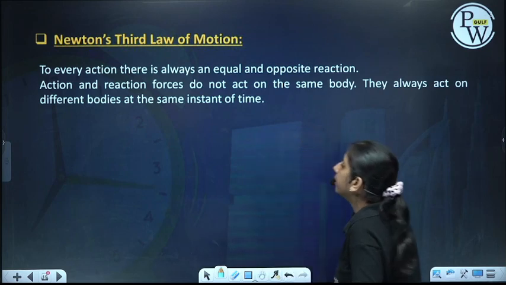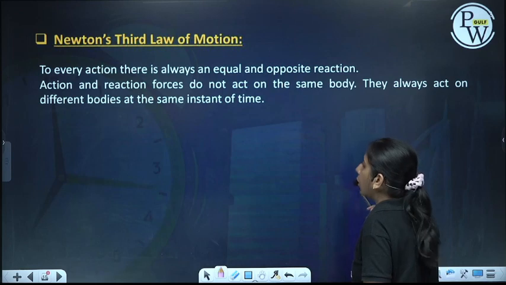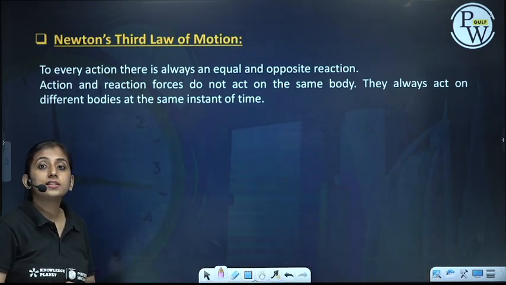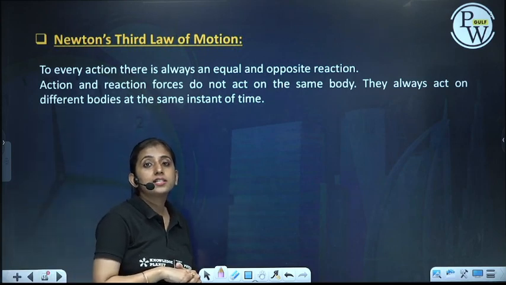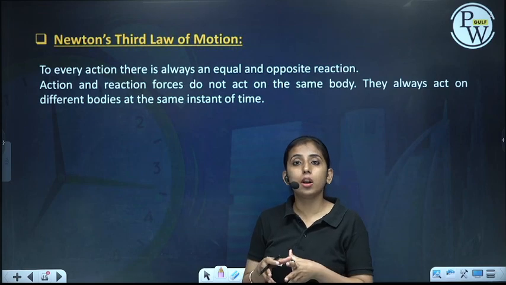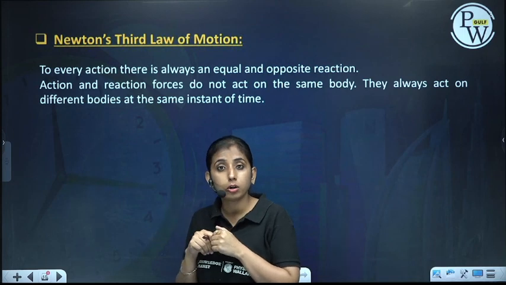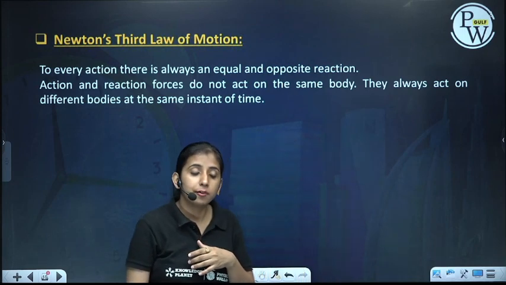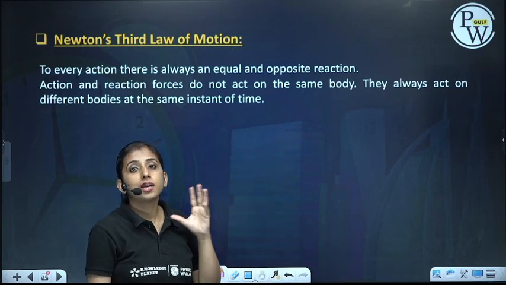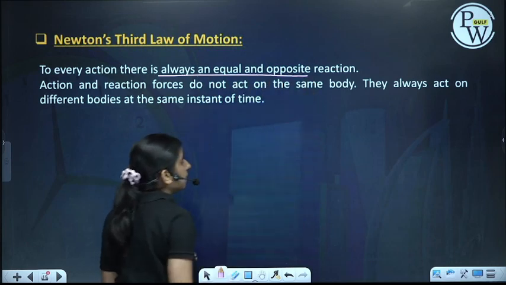Now let's see Newton's third law of motion. What does Newton's third law of motion say? It says that to every action there is an equal and opposite reaction. If we push a ball, the ball also pushes us. If we push a wall, the wall also pushes us. Same example, if we push the floor, the floor also pushes us. For every action there is an equal and opposite reaction.